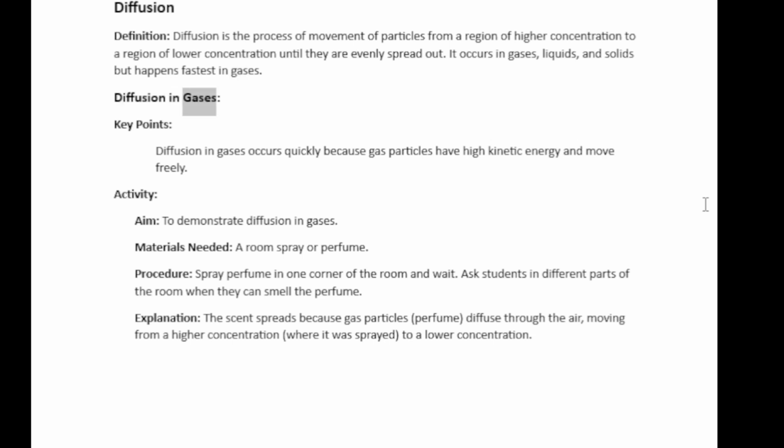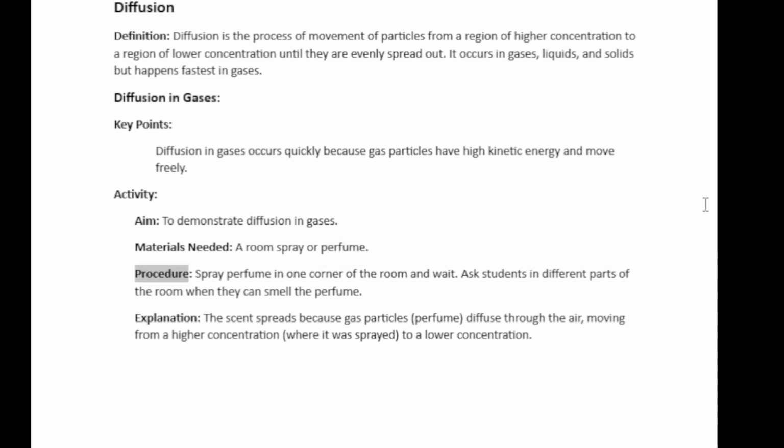Diffusion in gases. Key points. Diffusion in gases occurs quickly because gas particles have high kinetic energy and move freely. Activity. Aim: to demonstrate diffusion in gases. Materials needed: a room spray or perfume.